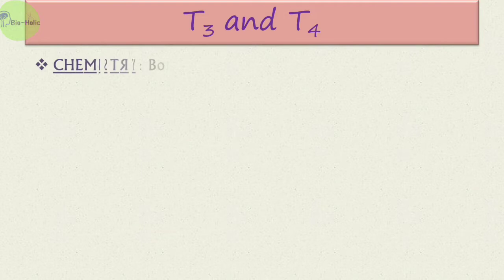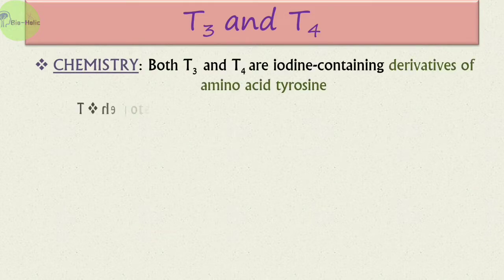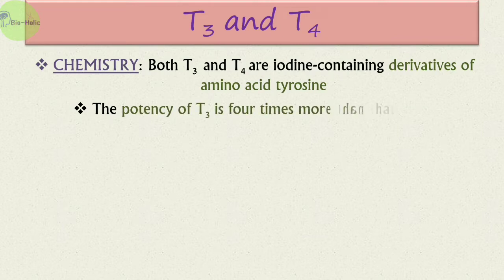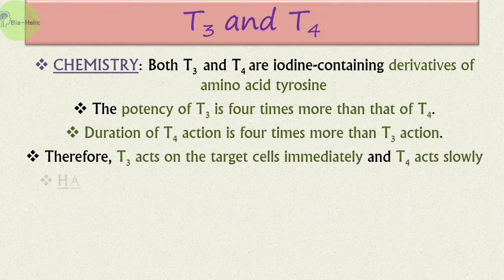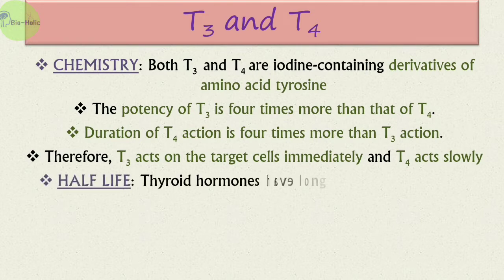Now let's learn about the T3 and T4. The T3 and T4 both hormones are iodine containing derivatives of amino acid tyrosine. The potency of T3 is 4 times more than the potency of T4. And similarly, the duration of T4 action is 4 times more than T3 action. Therefore, T3 acts on the target cells immediately and T4 acts slowly.